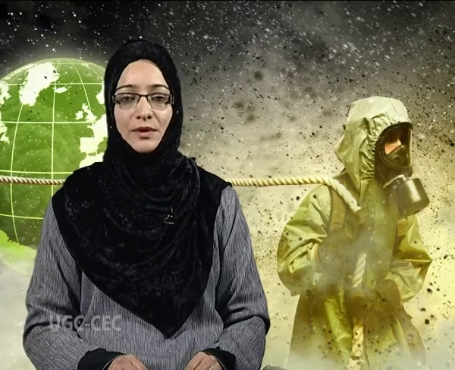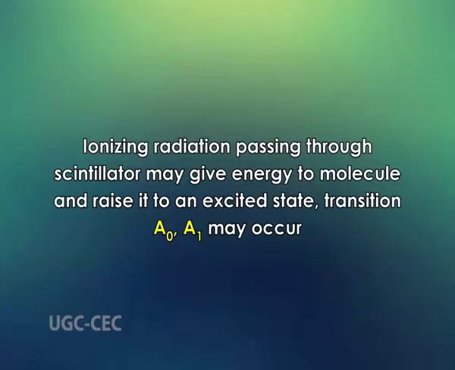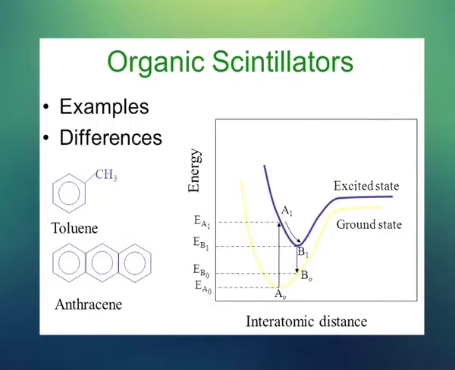The ground state of the molecule is at a point A0, which coincides with the minimum potential energy. Ionizing radiation passing through the scintillator may give energy to the molecule and raise it to an excited state, that is, the transition A0 to A1 may occur. The position A1 is not the point of minimum energy. The molecule will release energy through lattice vibrations and move to point B1.